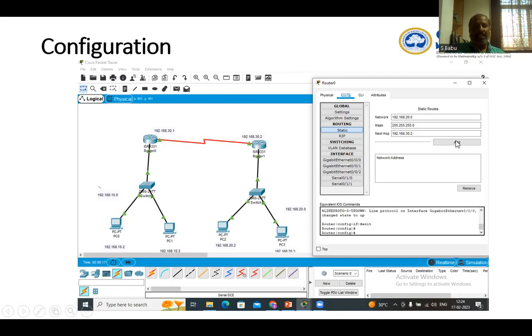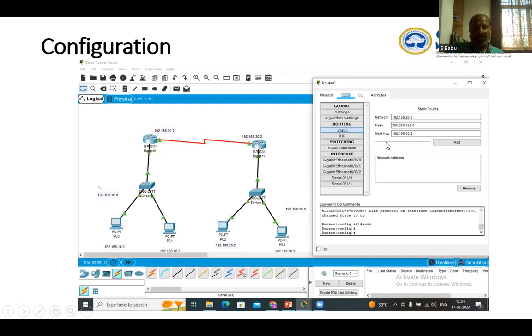The network is going to be added. After that, the data is transferred from source to destination. Vice versa, from destination to source: 192.168.20.0 is the source, and 192.168.10.0 is the destination. In that way, we add the network address, the mask, and the next hop address. Based on that, the data is going to be transferred.